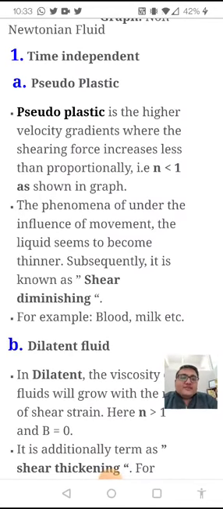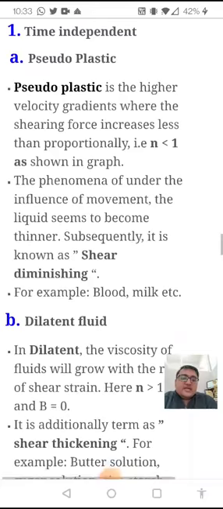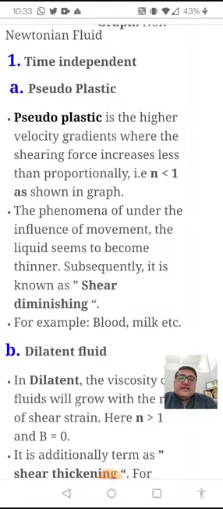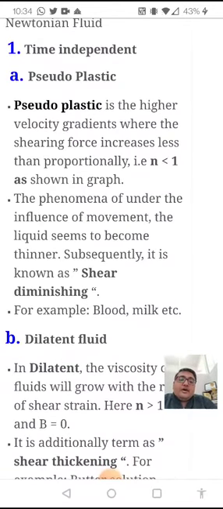So first let's discuss the time independent fluid, in which pseudoplastic will be first. Pseudoplastic is where, at a higher velocity gradient, the shearing force increases less than proportionally, correct? So that is what we have discussed here. Under the influence of movement, the liquid seems to become thinner. Subsequently it is known as shear diminishing.